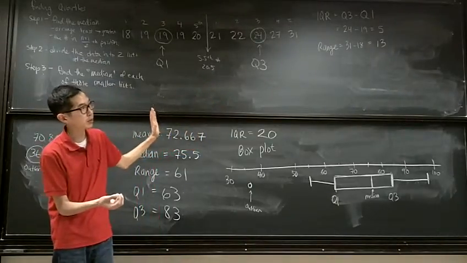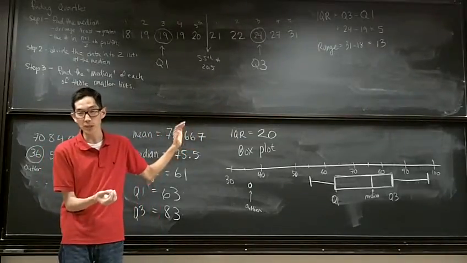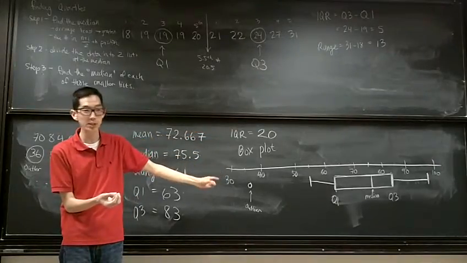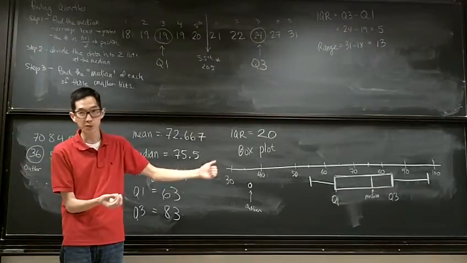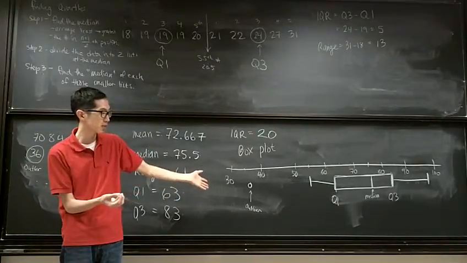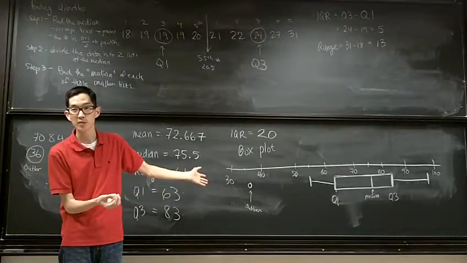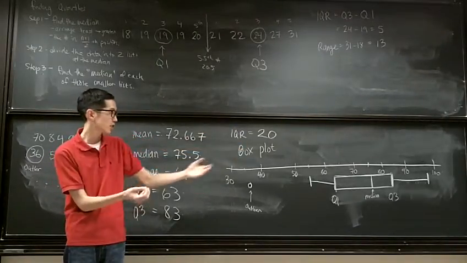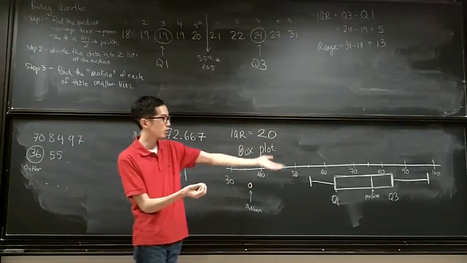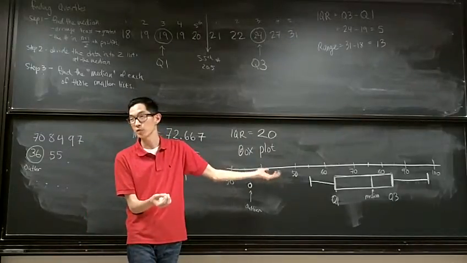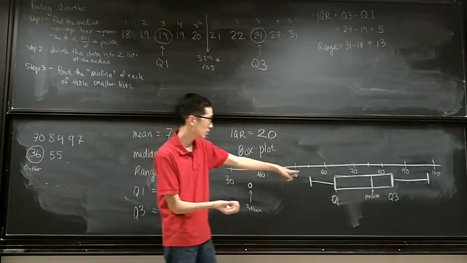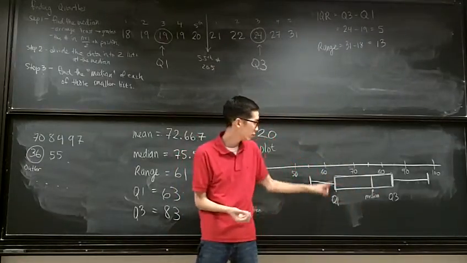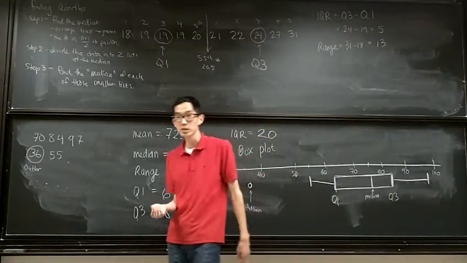You don't have to be able to make a box plot on your own, but if you are presented with a box plot, you should be able to identify the largest point and the smallest point. What's the smallest point in our box plot? 36. What's the largest point? 97. And you should be able to identify Q1, Q3, and the median from the box plot, and that's located by where the vertical lines and the box are.